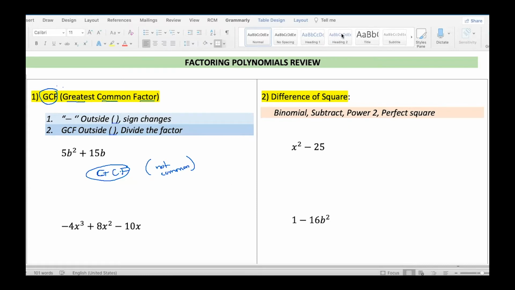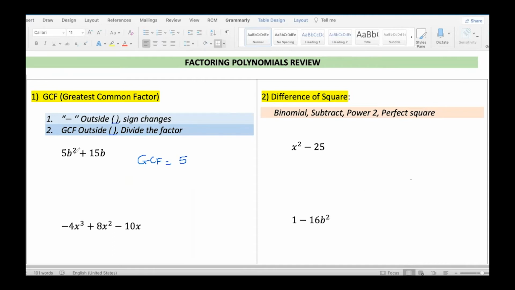So how can we get it in math, and how are we going to do it? Okay, so let's start with this problem right here. I got 5b squared and 15b. So think about 5b, 5, and 15. The GCF is going to be 5, right? That's the first thing, because 5 goes into 5 and 5 also goes into 15.